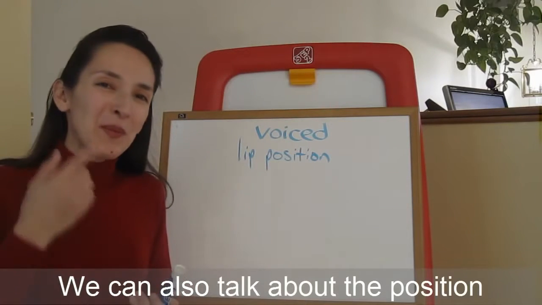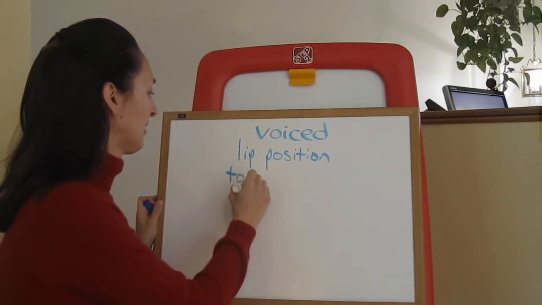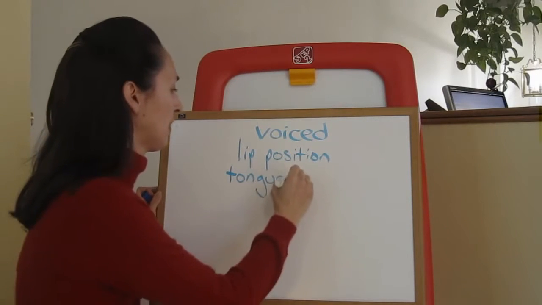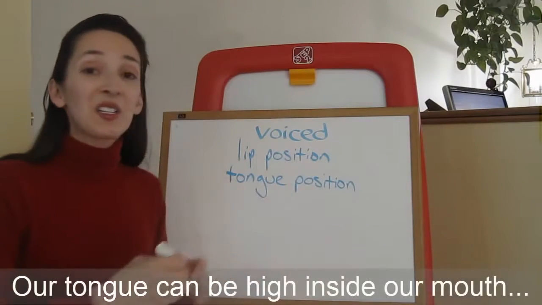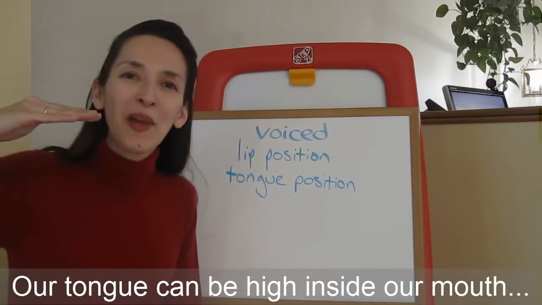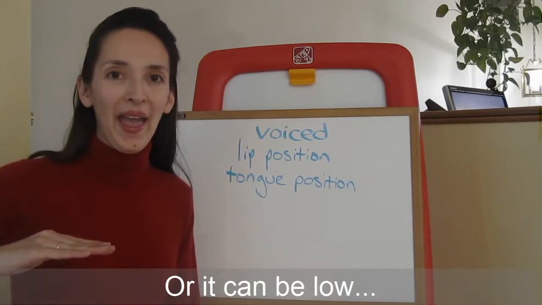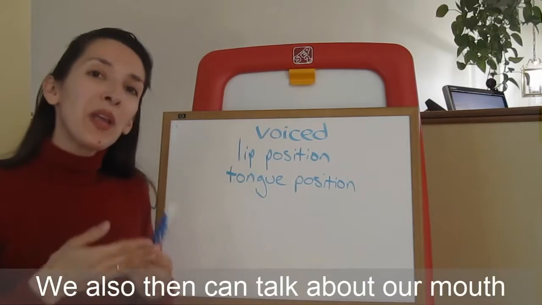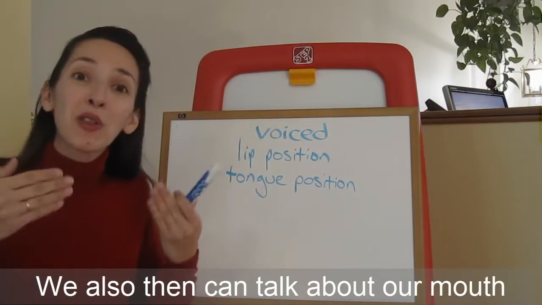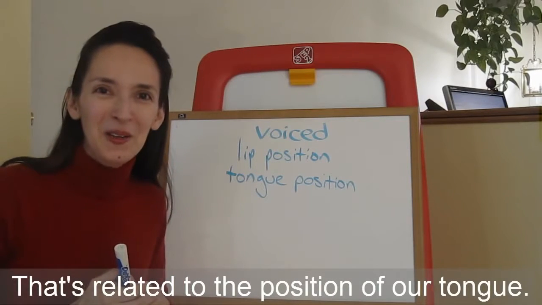We can also talk about the position of our tongue. Our tongue can be high inside our mouth, ee, or it can be low, ah, or it could be somewhere in the middle. We also then can talk about our mouth being open or closed. That's related to the position of our tongue.